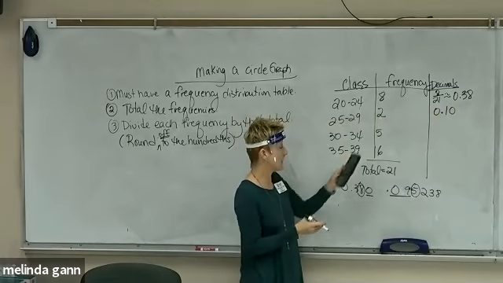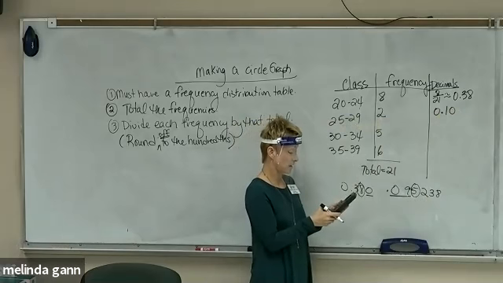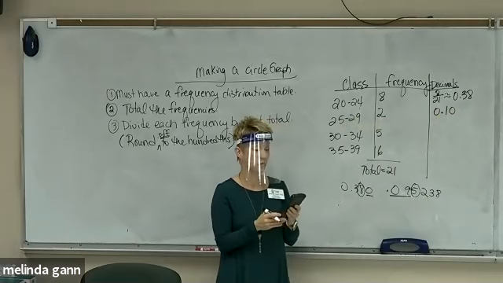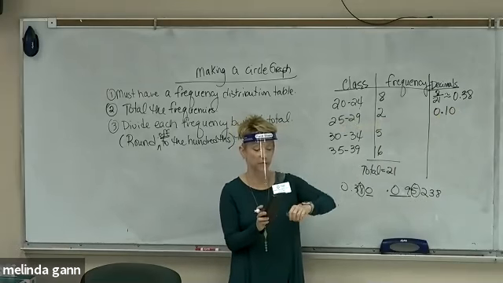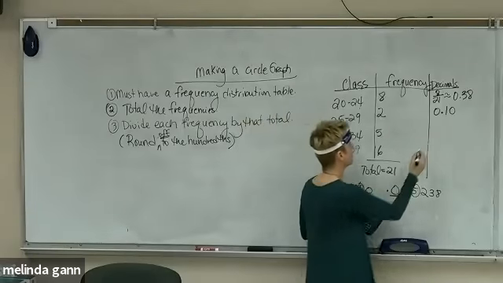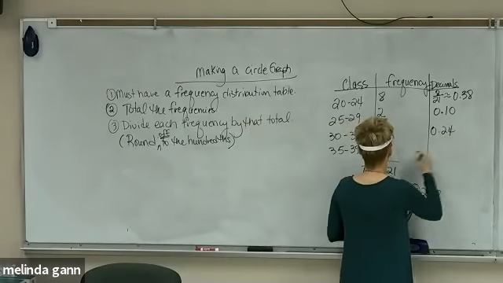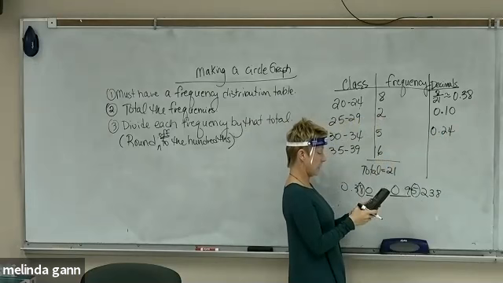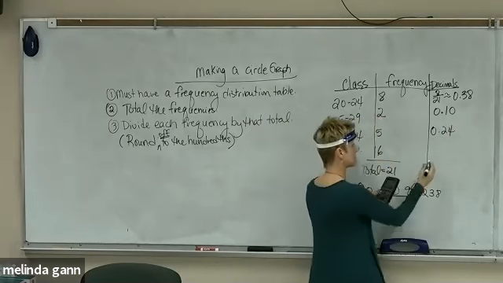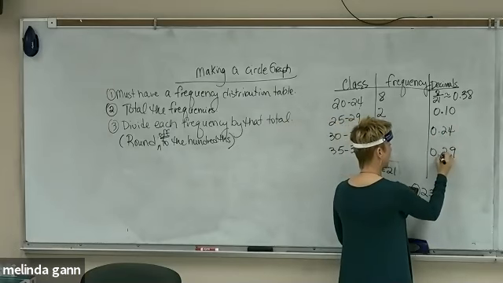Everybody okay? How am I going to get the next one? Am I going to divide by 21? All right, so 5 divided by 21, is that going to be 0.23 or 0.24? 0.24. And 6 divided by 21, 0.28 or 0.29? Now, if you round them incorrectly, I'm going to count off.